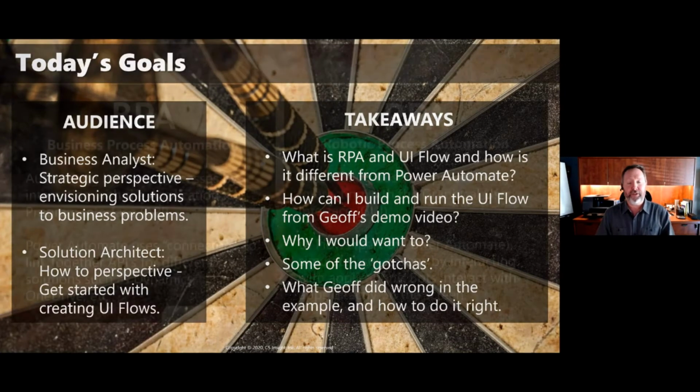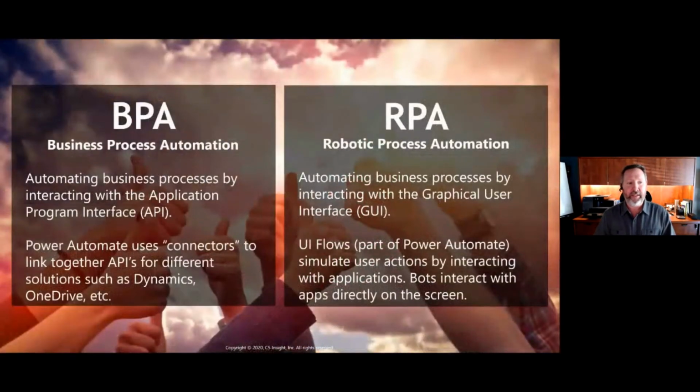So a few definitions as we get started to dive in a little more detail. You're probably already familiar with the idea of BPA, business process automation. That's really at the heart of Power Automate. That's automating processes by connecting to the API. The API is basically the way one piece of technology talks to another piece of technology without a human being involved. One API can talk to another API to share information. Power Automate does that all the time.